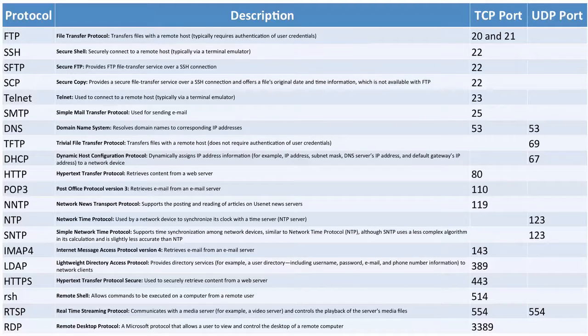At UDP port 123, we have the Network Time Protocol, or NTP, and by having all of our devices reference an NTP server, they can agree on time. There's a simplified version of NTP. It's Simple Network Time Protocol, same port, but the way it does its calculation for accurate time is a little less complex than NTP, and therefore it might be a little less accurate than NTP.